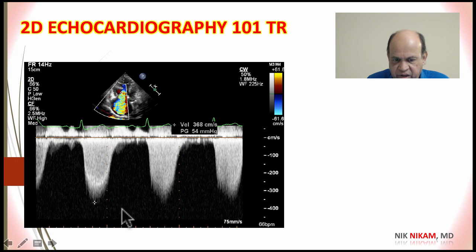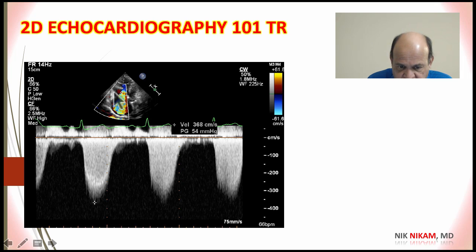This is a case of color flow Doppler combined with continuous wave Doppler. As we can see, there is a significant degree of mitral regurgitation, and it is also reflected by a significant increase in velocity, which is more than 3 meters per second.